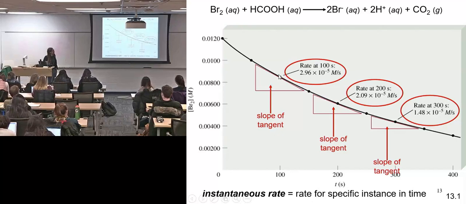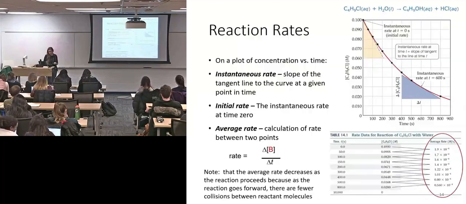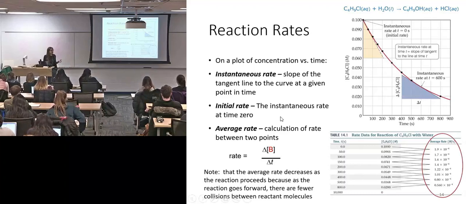So at 100 seconds, I have some sort of instantaneous rate of change. I can also look at 200 seconds, 300 seconds. So these are all specific instants in time. It's the slope of the tangent line to the curve at a given point. Initial rate is the instantaneous rate at t equals 0. This is often what chemists are usually interested in or talking about very frequently.